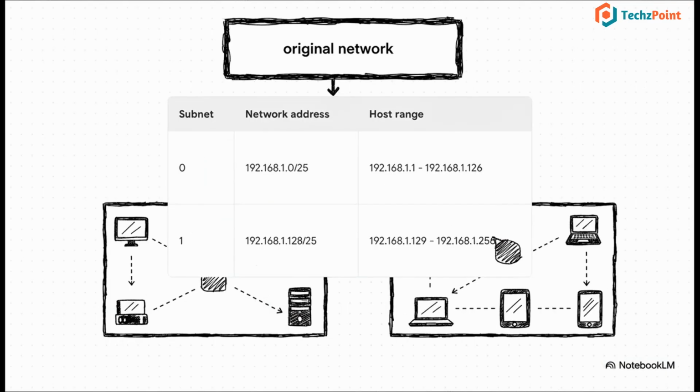And here's what that looks like in the real world. That one borrowed bit splits our original network neatly into two smaller subnets. You've got subnet 0 and subnet 1, and each one has its own unique network address and its own dedicated range of addresses for all your devices. We've created order and efficiency out of just one block.